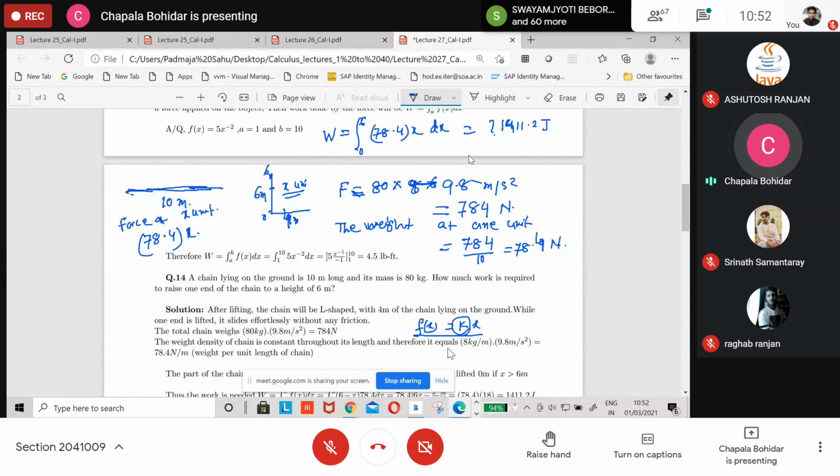In the assignment we have one problem using that Hooke's law. Try to solve by looking at that example 3. Try to solve. If you are not able, then I'll write it down.